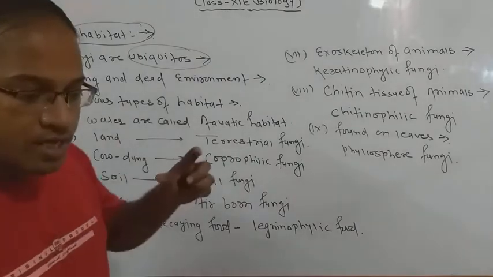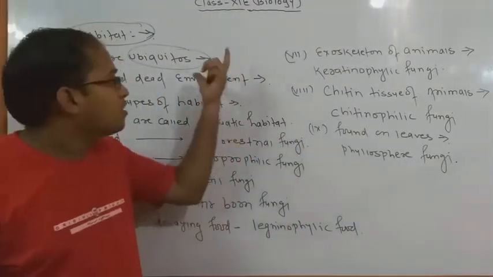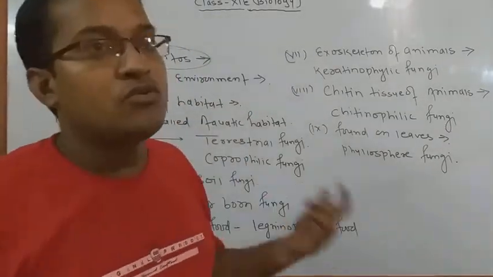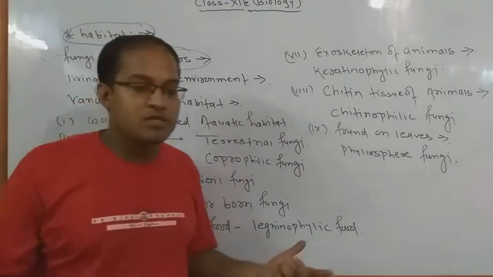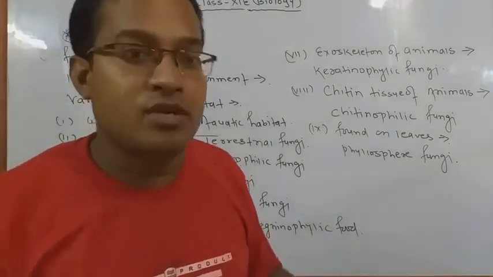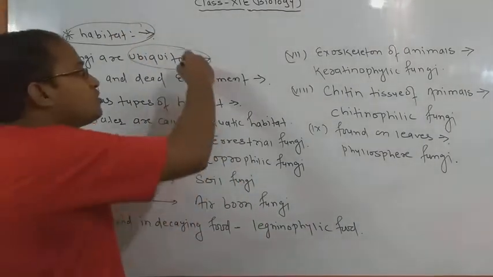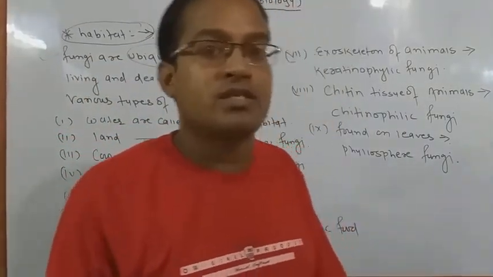So first and most important point we have to discuss is that fungi are ubiquitous organisms. Ubiquitous is a word which is related to omnipresent. In the previous video I have already used the word ubiquitous, which is related to omnipresent. Omnipresent means sarvavyapi, which is found everywhere. So fungi is a special type of organism which is found everywhere. This word is also called ubiquitous in a biological way.